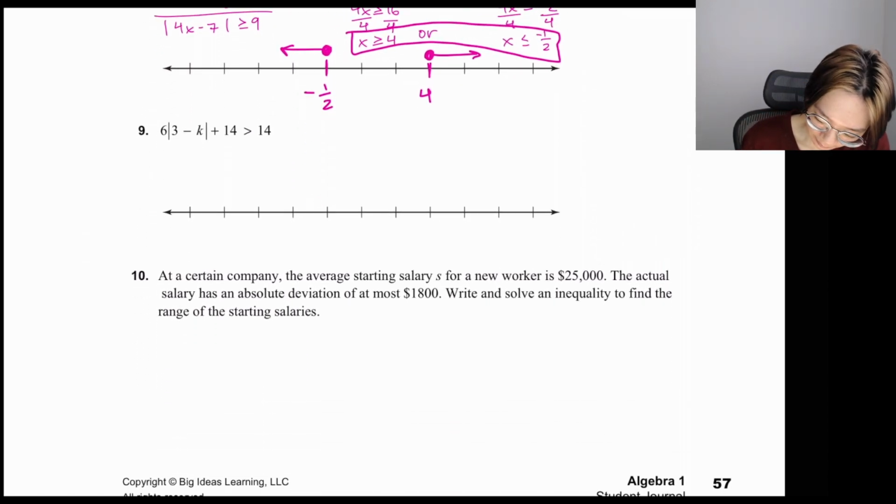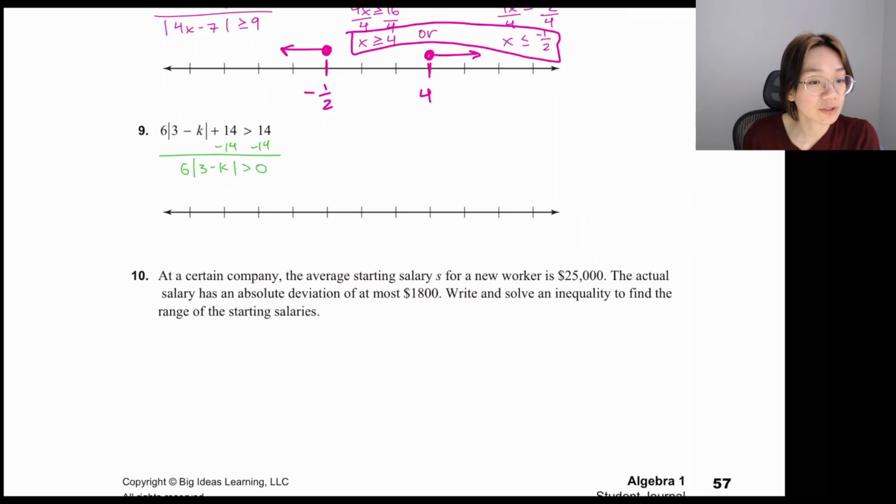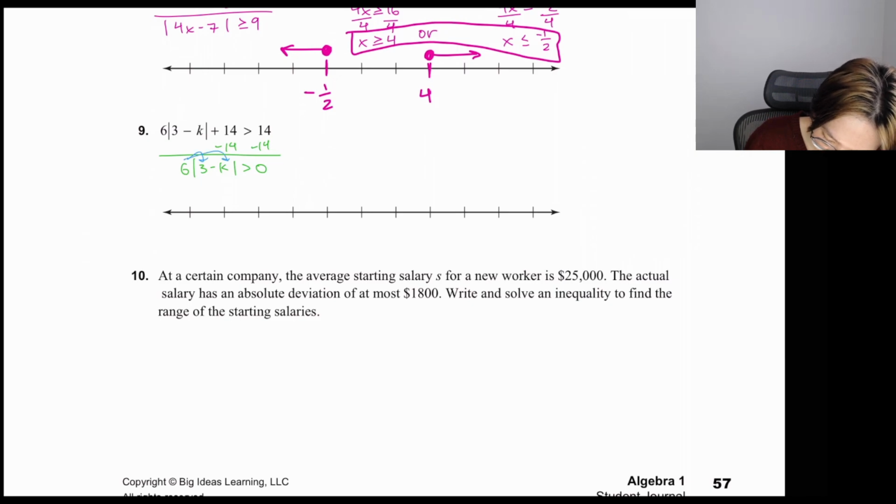Now this last one. Isolate the absolute value. -14. 6 times the absolute value of 3 minus k is greater than 0. It's greater than 0, so we're still good. Actually, no, I'm still going to do both ways. We have distributing, absolute value of 18 minus 6k is greater than 0, or just dividing both sides by 6, absolute value of 3 minus k is greater than 0.